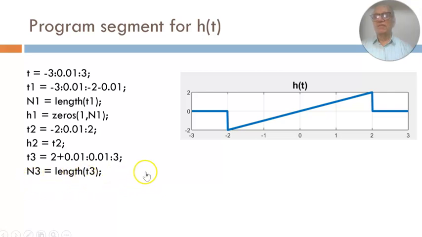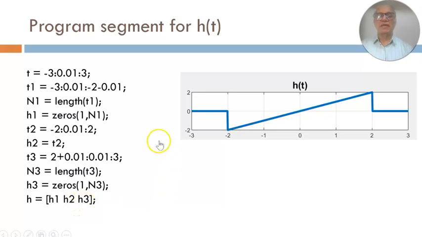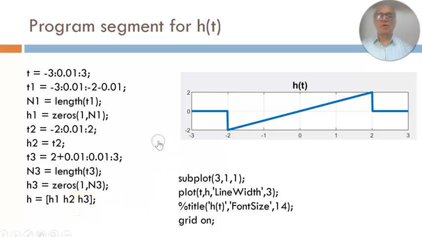Find the length of this, the number of samples in this, and set all of them to 0. So you have generated your H1, H2 and H3, and all you have to do is to place them one sequence after the other, concatenate them. So you get your H equal to H1 followed by H2 followed by H3, and then you can plot. Subplot I have written here because we are going to plot xt also.